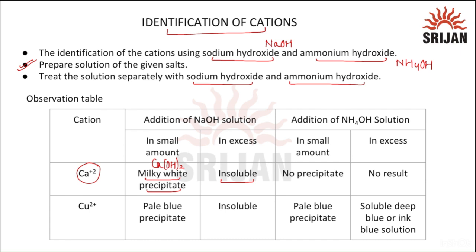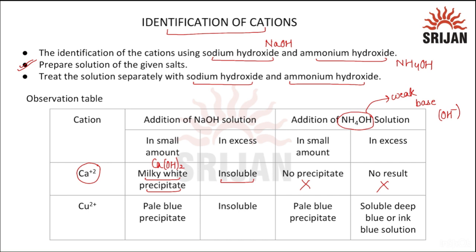On addition of ammonium hydroxide, we do not observe any precipitate. This is because NH4OH is actually a weak base and it does not provide enough hydroxide ions for the formation of calcium hydroxide, and same goes when we add NH4OH solution in excess.